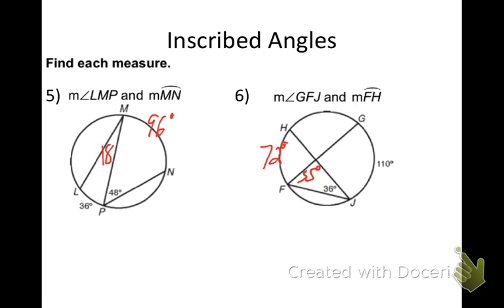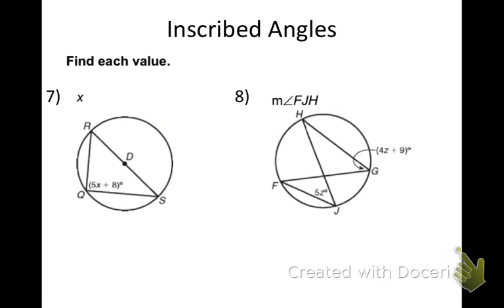Nice job. All right, next thing we're going to talk about is the same idea with inscribed angles. Notice, what do you know about RS here? RS is a diameter. If that's a diameter, that means this arc measure would be how many degrees right here? 180, which means this inscribed angle is how many degrees?